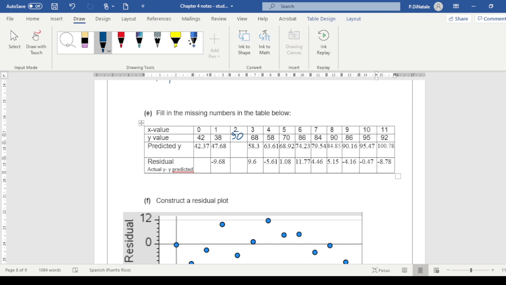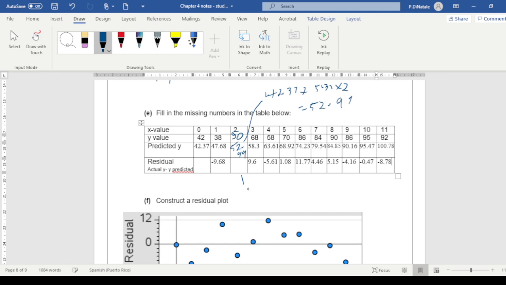Okay. The predicted value, of course, I'm going to use the line. So to work out that one there, 42.37 plus 5.31 times 2. And when I do that, I get 52.99. So that's what's going in there, 52.99. The residual, I'm just taking away the 2.